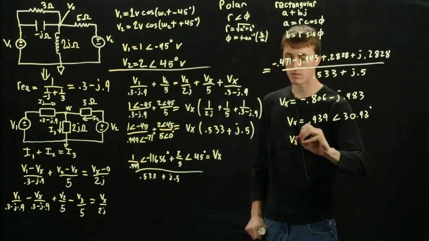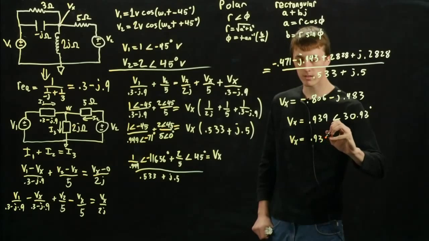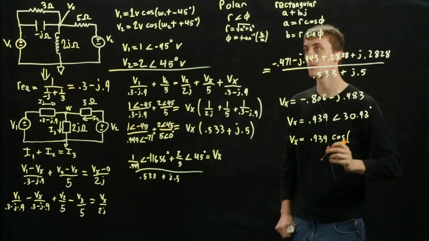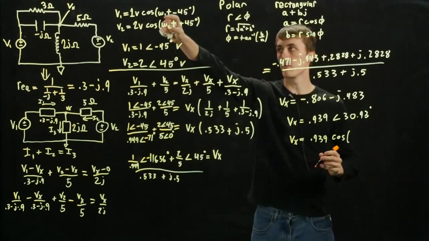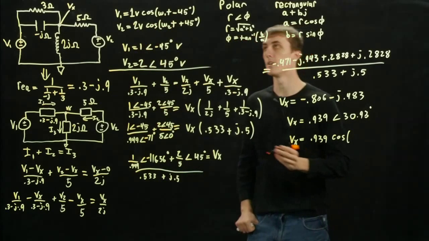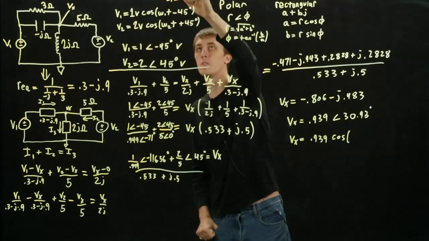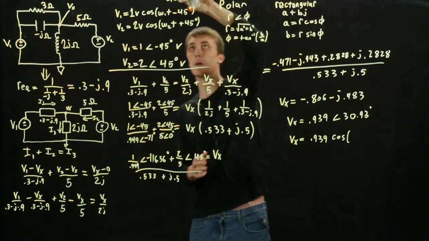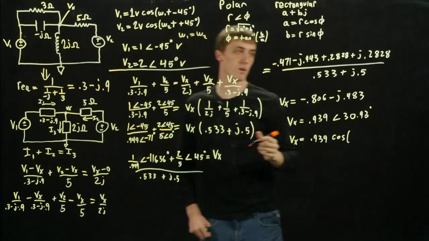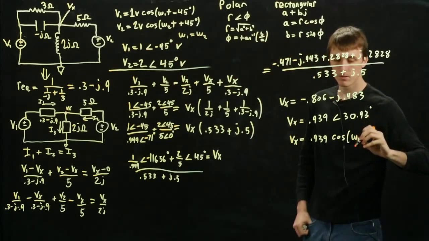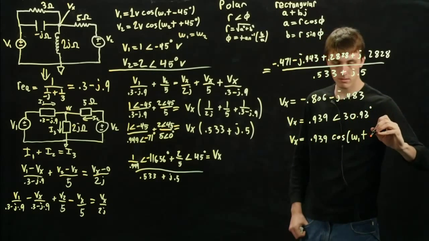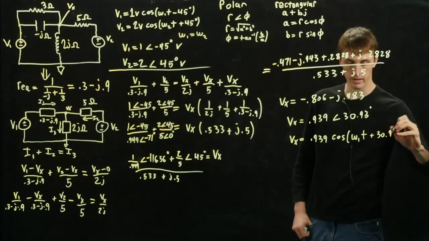So Vx is equal to 0.939 cosine of, we pick, these omegas are usually the same. I think in this problem, I didn't write it down, they were actually equal. My bad, you can't see that. But omega 1 was equal to omega 2. So we can just use the same omega here. And that would be a plus 30.93 degrees.